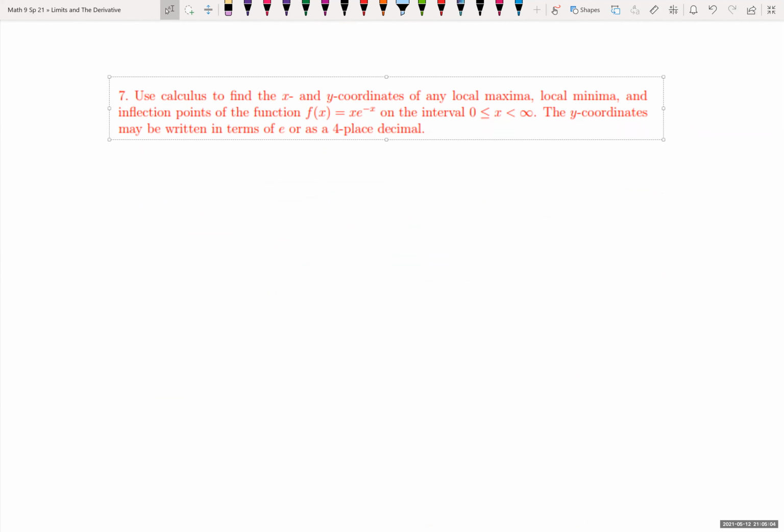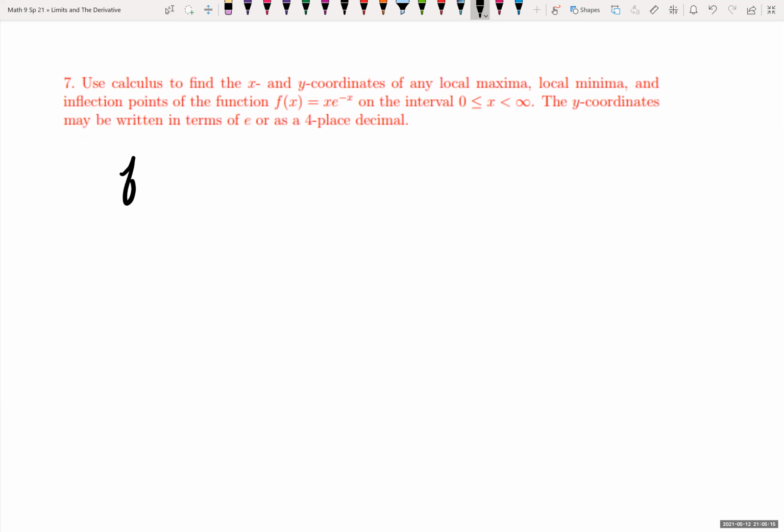Okay, so we're given our function f of x is equal to x e to the negative x. And to find local maxes and local mins, we want to look at our derivative and find our critical points. And so if we look at the derivative of this, we need to use the product rule.